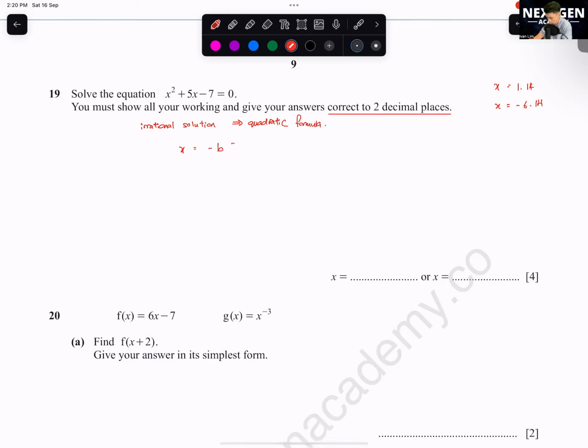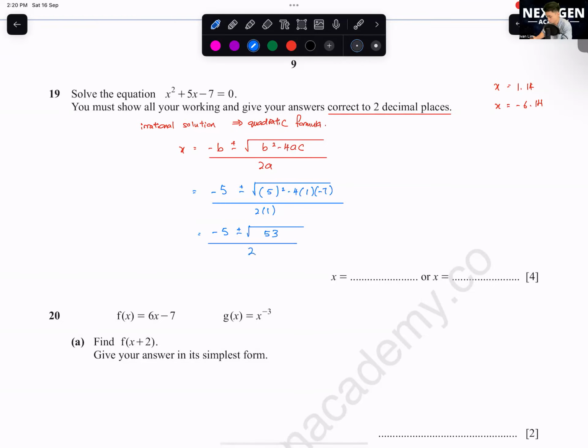So the formula is negative b plus minus square root of b squared minus 4ac, over 2a. You have to memorize this one. It's not given to you. Okay, sub it in. Negative b plus minus b squared minus 4ac over 2a. Okay, 2 times 1. So negative 5 plus minus, you get here 53, over 2. Then you write your answer down. You have to show the working, even though you know that the calculator can give you the answer. This is how you get the 4 marks.